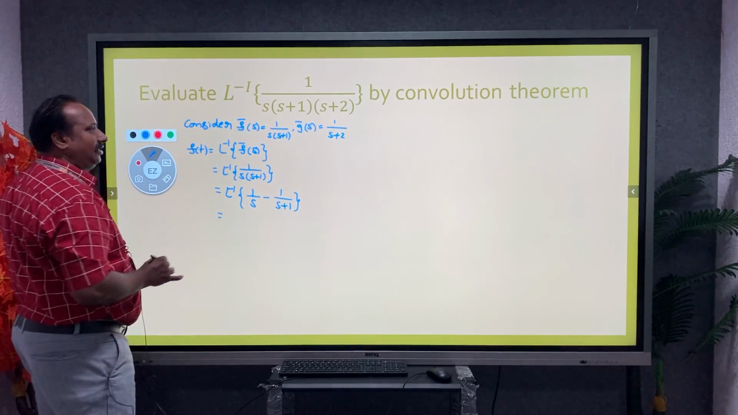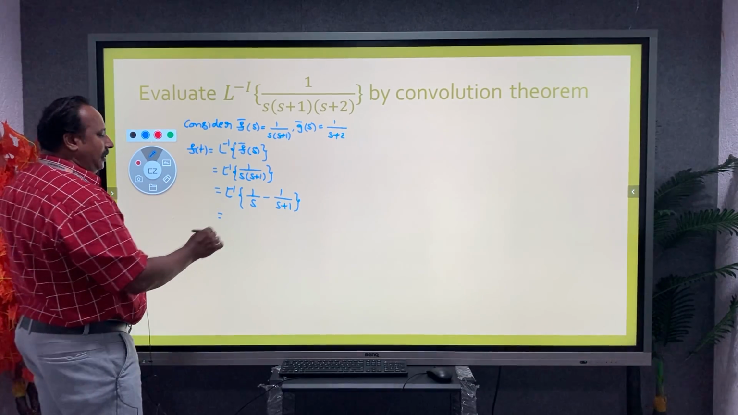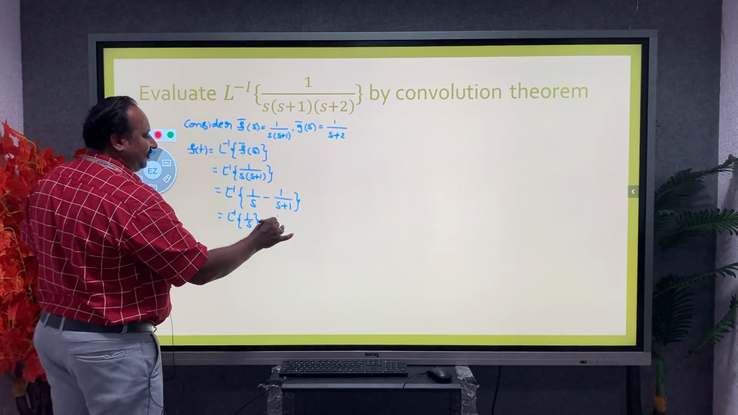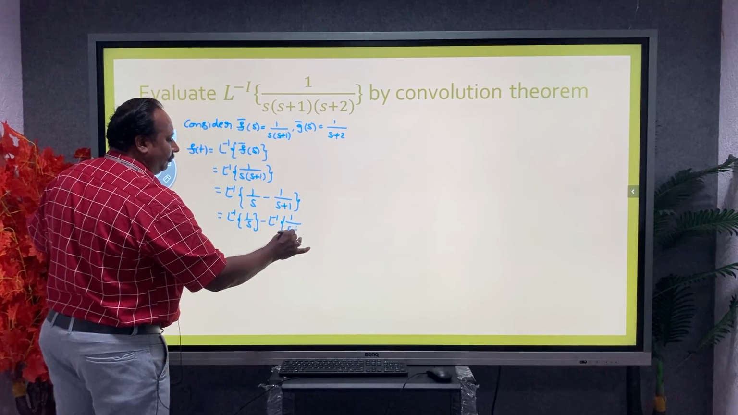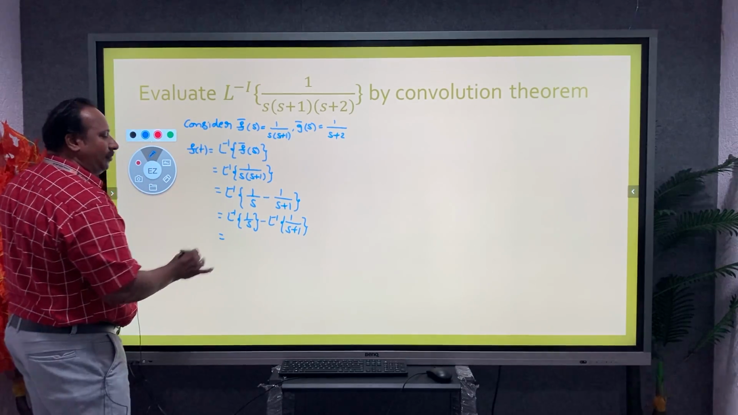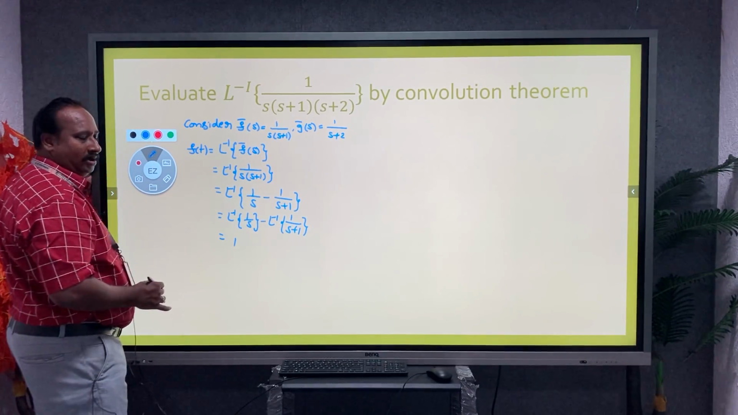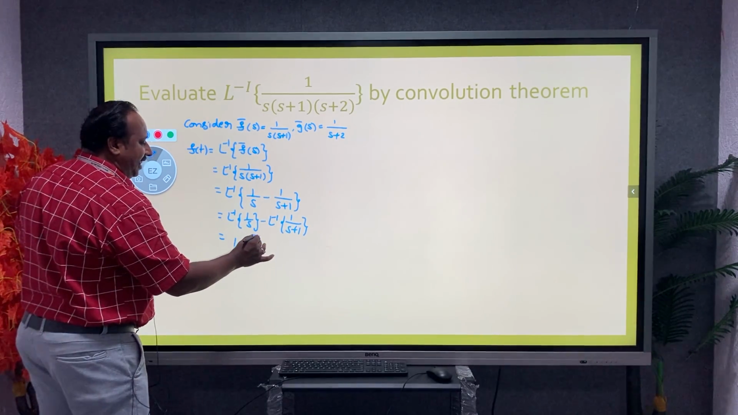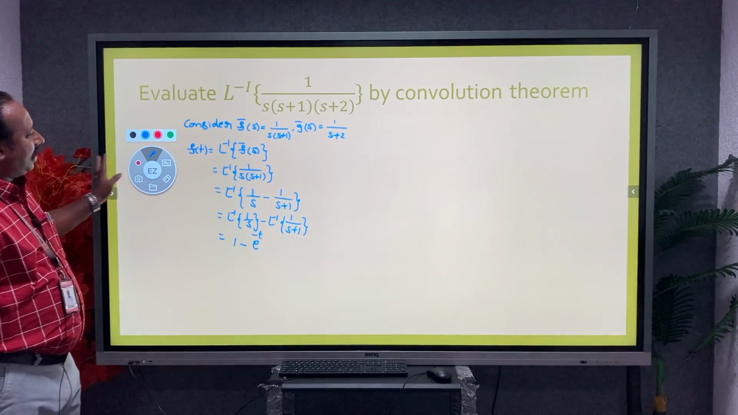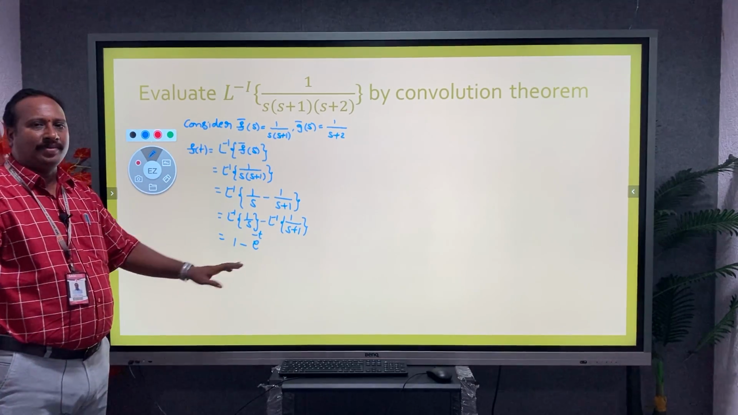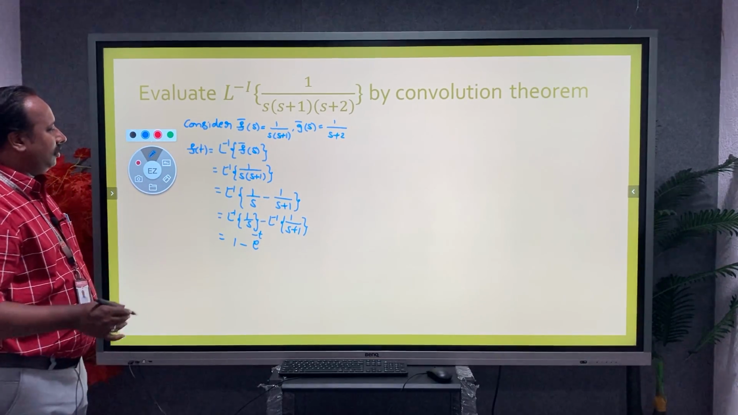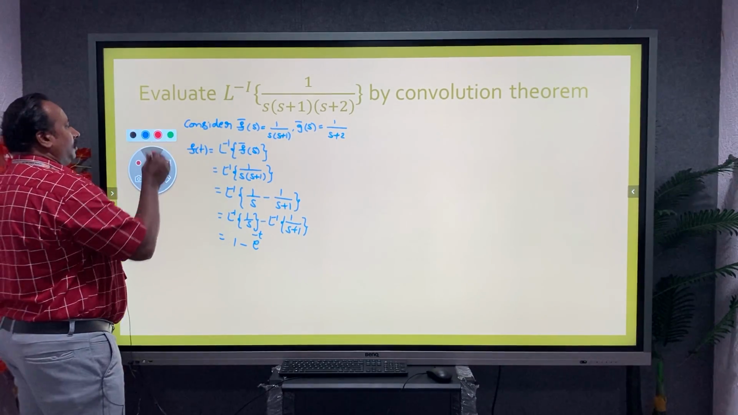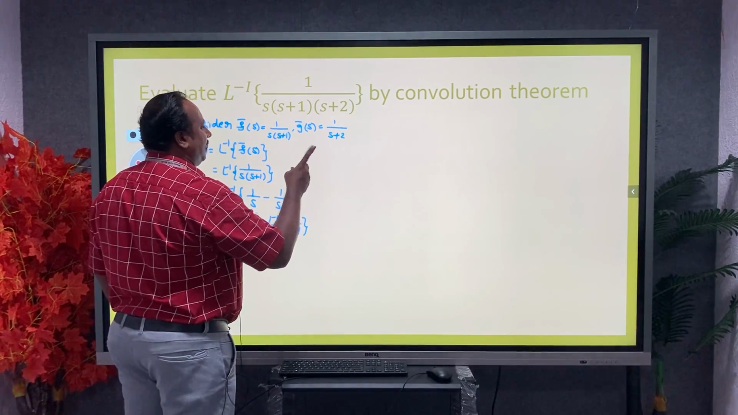Okay. So by applying the linearity property, we get L inverse of 1 by s minus L inverse of 1 by s plus 1. Okay. So L inverse of 1 by s, nothing but 1, minus L inverse of 1 by s plus 1 is e power minus t. So totally we have f of t equal to 1 minus e power minus t. Okay. Now we have to calculate g of t.